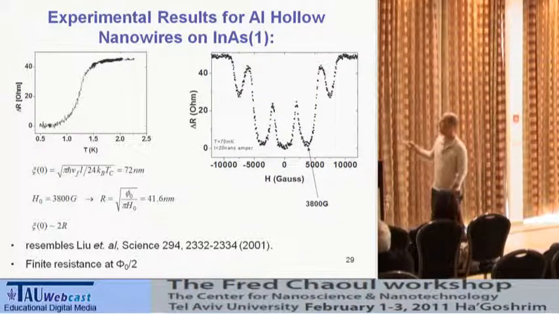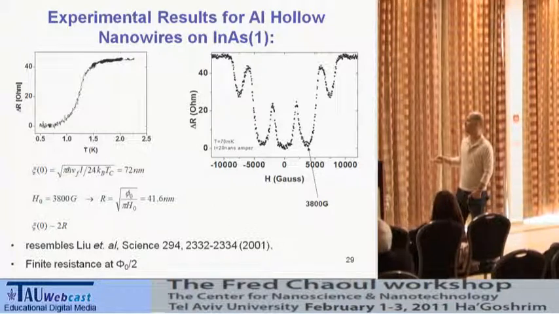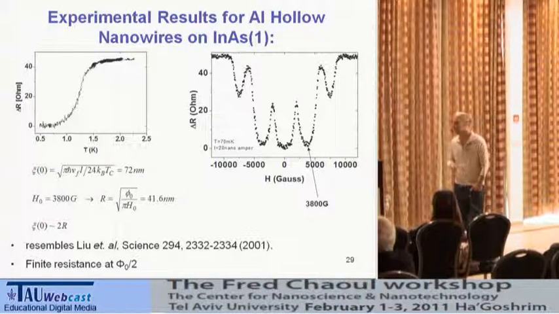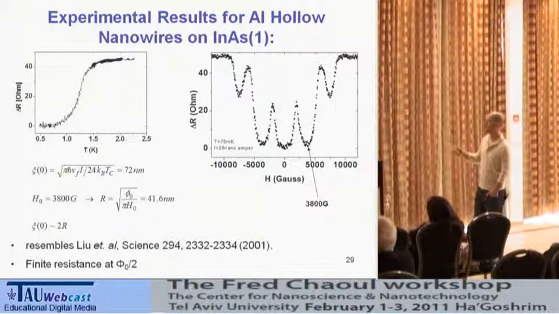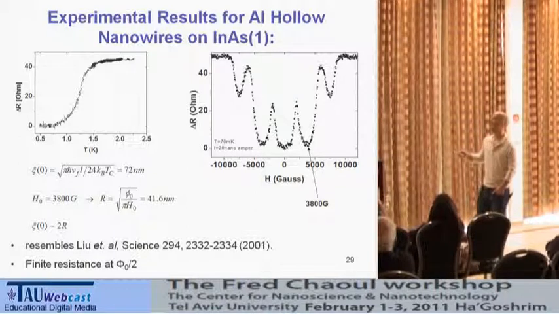And very similar results were observed about 10 years ago by a Penn State group. They published it in Science in a very nice paper. And this is very similar to what they saw, mainly superconductivity here and here, and a finite value of the resistance between zero and the normal state resistance over here.